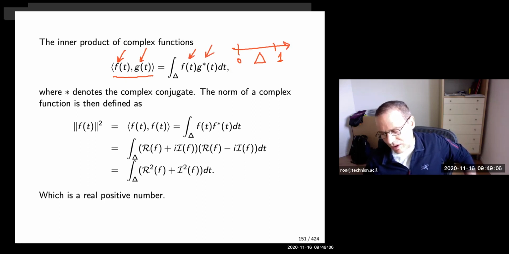Now, what is the conjugate of a complex number? If I have g1 of t, which is real, plus I times g2 of t, then the conjugate would be nothing but negating this plus. So this would be the conjugate, okay? So the g conjugate of t would be the one with the minus sign here.